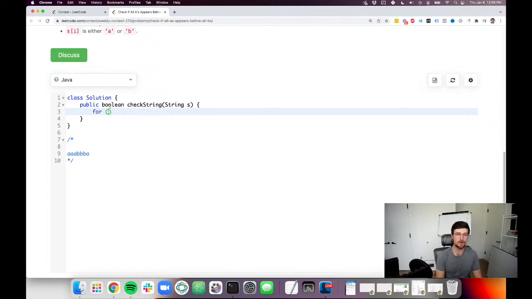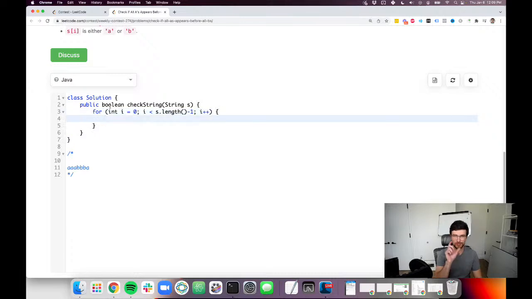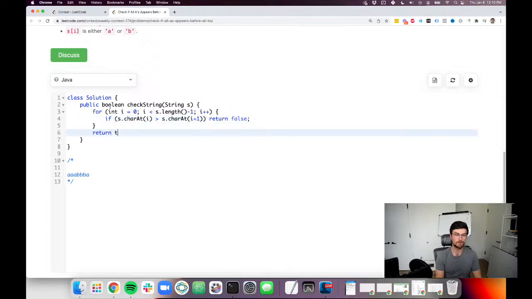And so let's iterate through our string. For int i equals 0, i is less than s.length minus 1, i++. Basically, we're going to look at each character and the following character, and we're going to see, are they in sorted order or not? This should be really easy for us to do because all we have to do is say, if s.charAt(i) is greater than s.charAt(i + 1), then that's going to be false. That's an inversion. And otherwise, we're going to return true.